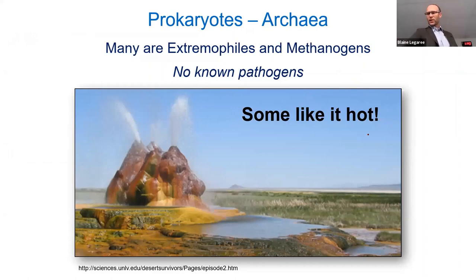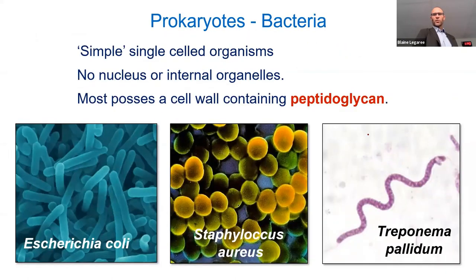I do want to go through this part quickly so I can talk about the quiz. There's our bacteria. I mentioned that they usually contain peptidoglycan as part of their cell wall and come in many shapes and sizes. Here are the three common types: the rods, the spheres, and the spiral shapes.